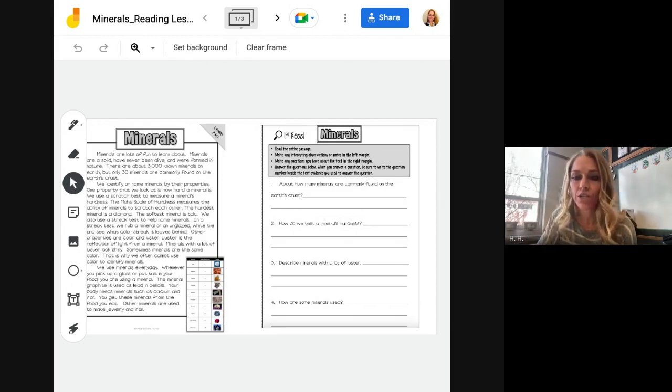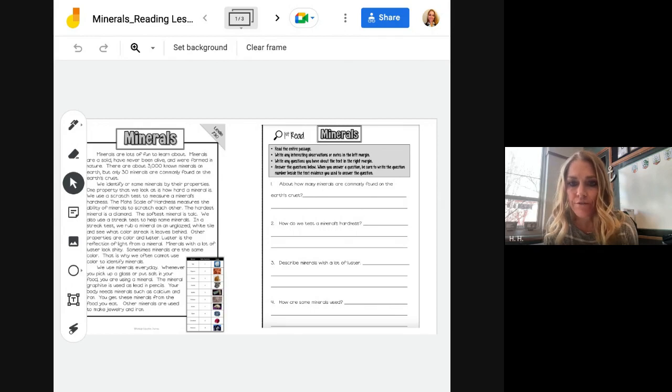All right, our first question here is about how many minerals are commonly found on the Earth's crust. Well, if I look at that sentence, I can see right away I have some buzzwords. Earth's crust is probably something I'm going to want to look for in the text. So I'm going to go back over here to my text. I want you guys to see if you can find where we could see the answer to that question in our text. Look in the text, see if you can find it.